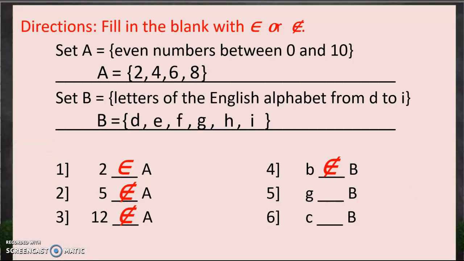Okay, number 5, G. Is it an element or not an element of set B? Look at set B. There is G, so it is an element. Next, C. Is it an element or not an element of set B? Based on the given, letters of the English alphabet from D, meaning C is not included, so it is not an element of set B.